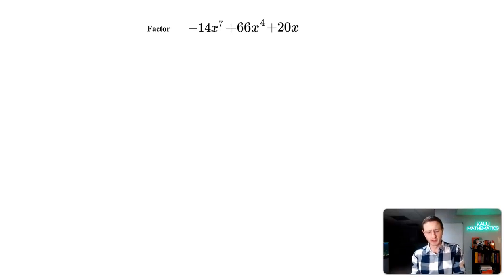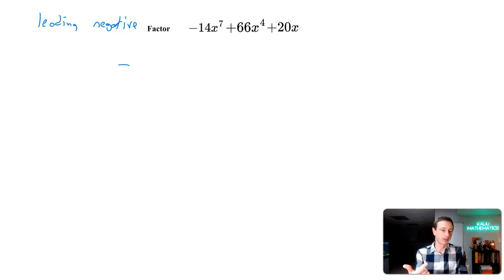But the note you want to make here immediately is the fact that we have this leading negative. So you always want to factor out a leading negative. So I'm going to factor out a negative. Now, what else am I going to factor out? Because I know I have a leading negative, so I got to take that out. Now, if the negative wasn't there, if it was positive 14 and then it was like minus 66, I wouldn't need to take it out. But since it's a leading negative, we always want to factor that out.